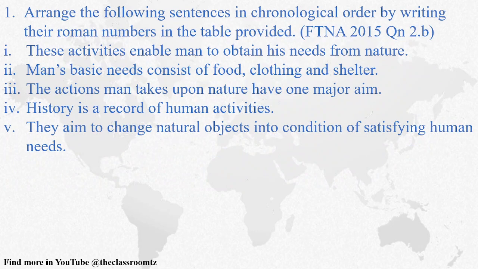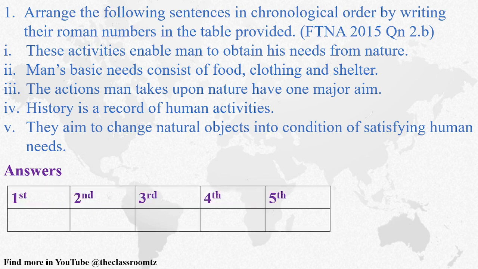You are asked to arrange the sentences in chronological order by writing the Roman numbers in the table provided. So in the exam, you are given the sentences, and at the bottom, they give you the table where you put the answers by referring to those Roman numbers. Sentence number 1 will be which Roman, sentence number 2 which Roman, up to the last sentence. So let's read these sentences and try to rearrange them in chronological order.